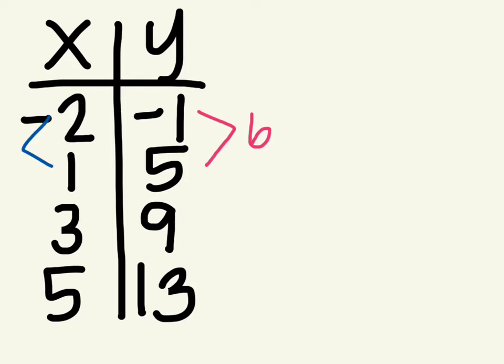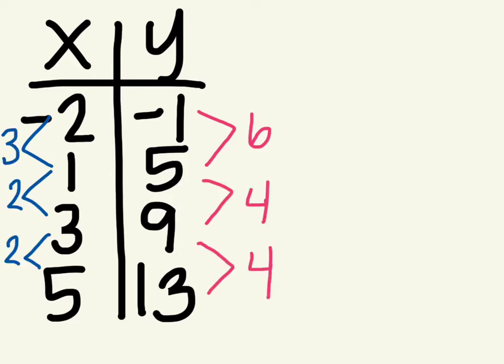From -2 to +1, you have increased by 3. So the change in x is 3. If you continue the table, you will see that the changes in x going from 3, 2, and 2, and the changes in y from 6, 4, and 4 are not the same numbers, but let's see if they have the same slope, the same rate of change.